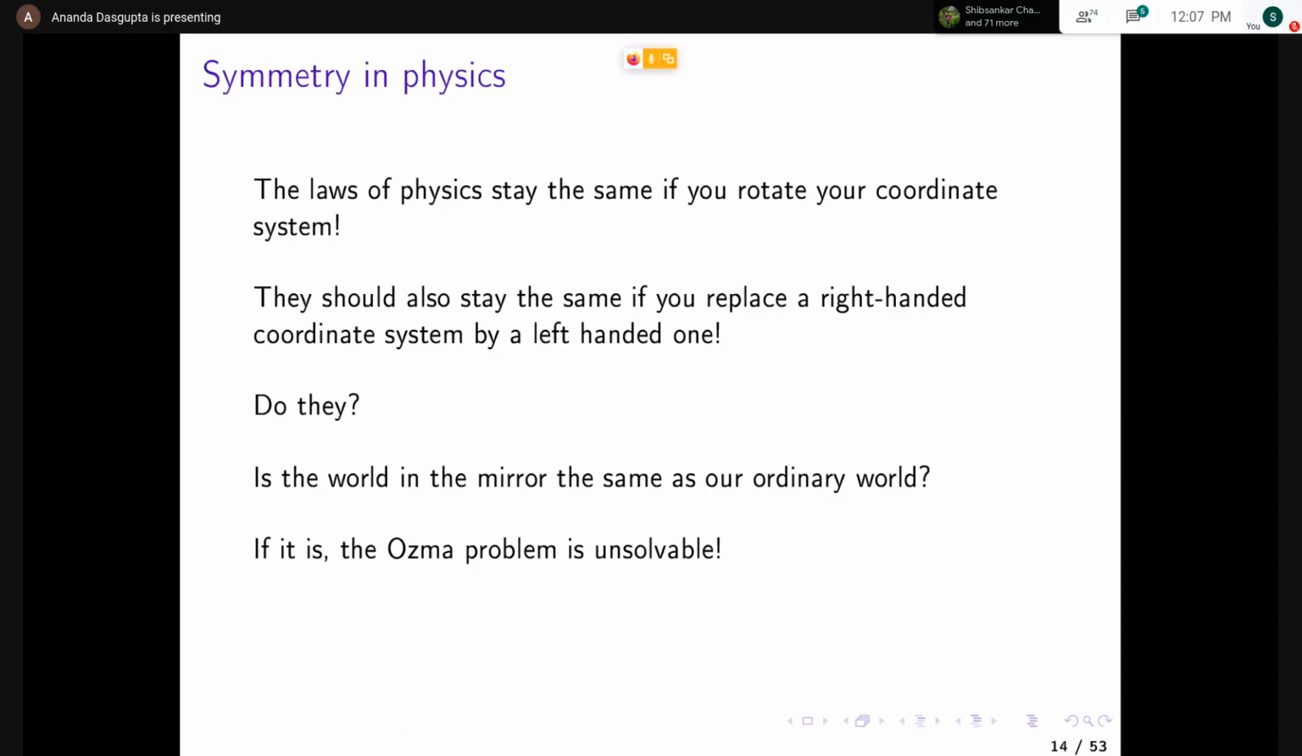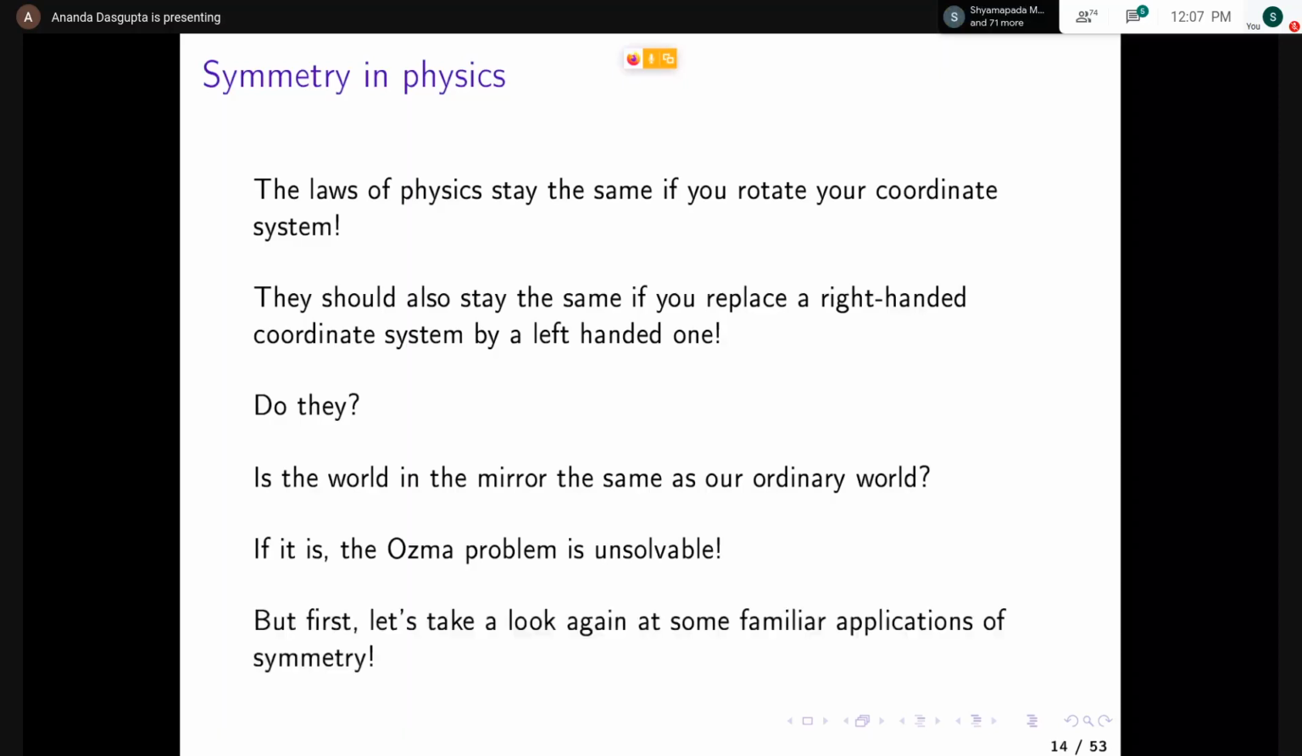It would be impossible to teach an alien what is left and what is right, as long as the laws of physics were the same for left-handed or right-handed coordinate systems, or the same under mirror reflection. But before we go on to the next part and talk about whether the Ozma problem can at all be solved, first let's take a look at some more familiar applications of symmetry.